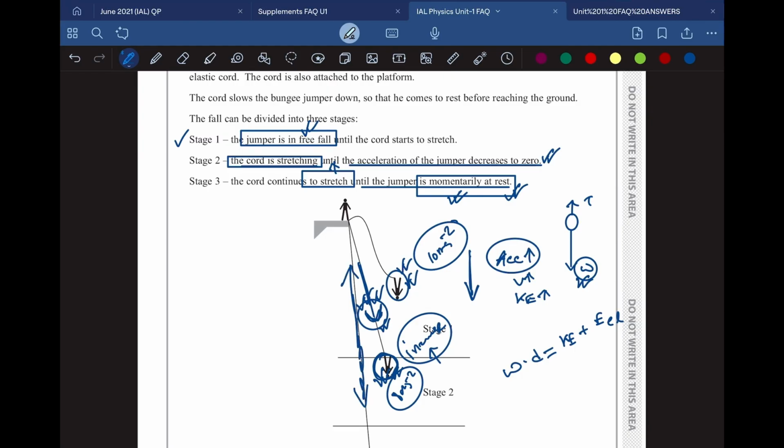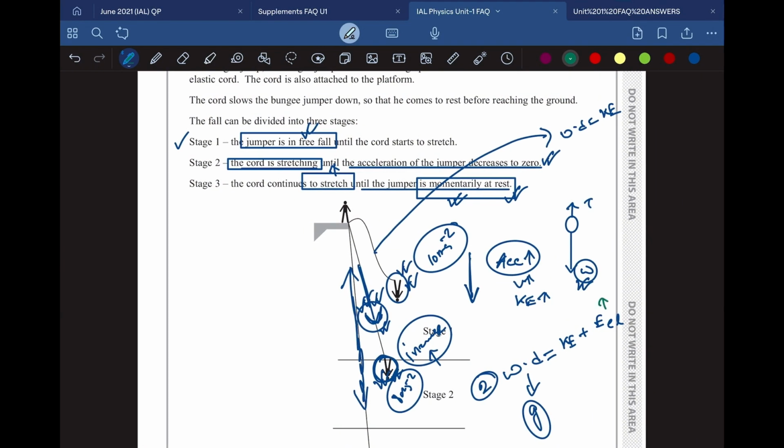So this work has been done by the gravity. The gravity was previously doing work at stage 1. In stage 1 right here, the work done is equal to the kinetic energy only. In stage 2, the work done is equal to kinetic energy plus elastic strain energy. Here the elastic strain energy was, let's say, medium. That's why the kinetic energy was still increasing but at a decreasing rate.